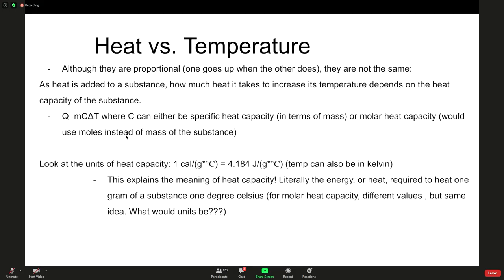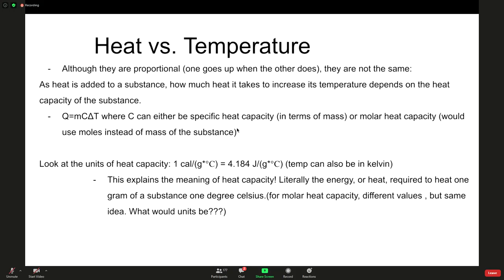It depends on the specific heat capacity, which is basically what this equation is saying: the heat that you put in or take out from a substance is going to be proportional to the temperature change by the specific heat capacity.